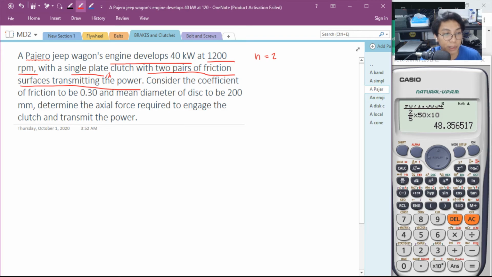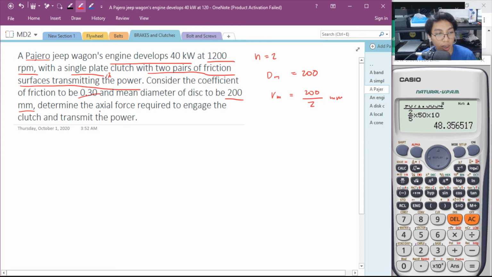Consider the coefficient of friction to be 0.30 and the mean diameter of the disc to be 200 mm. So, meron kang dm. dm is 200. Ang kailangan mo is rm. O, divide mo lang to ng 2. That is 200 divided by 2. Determine the axial force. So, wala kang FA. Required to engage the clutch and transmit power.